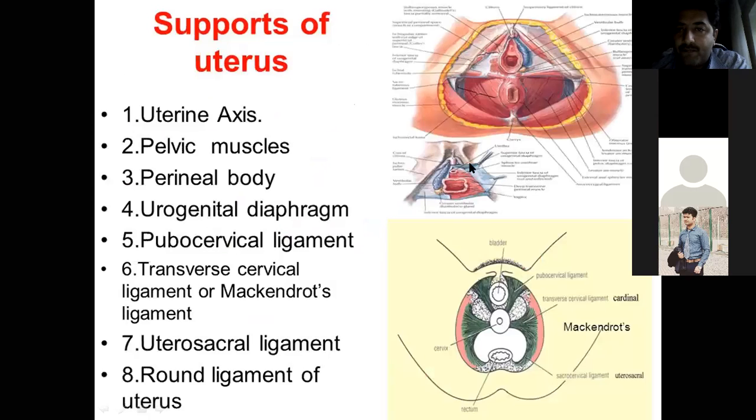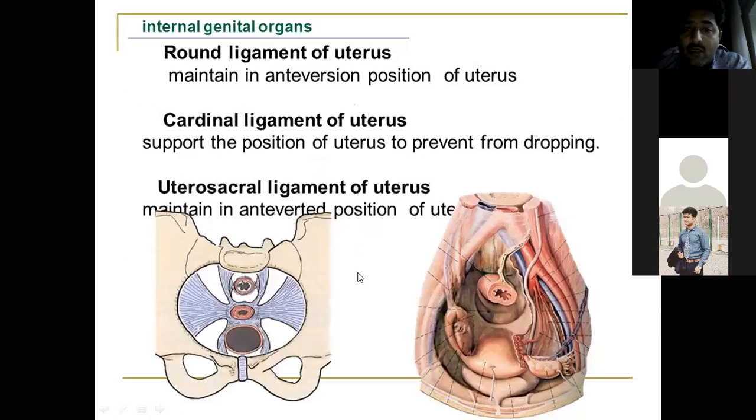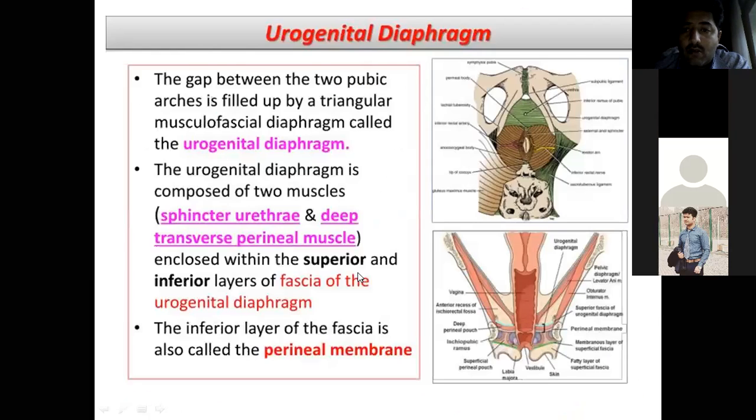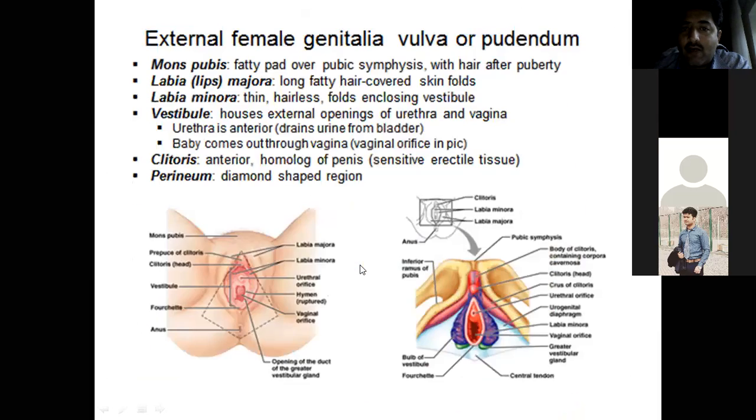Okay, this is the same diagram showing you the transverse cervical ligament. It is also known as Mackenrodt's ligament. These structures I already explained to you.